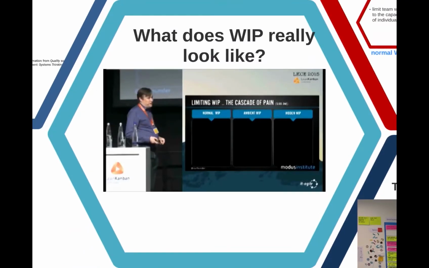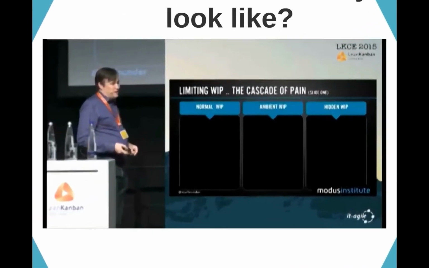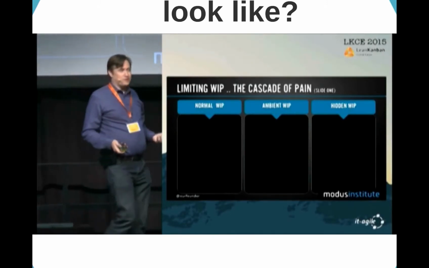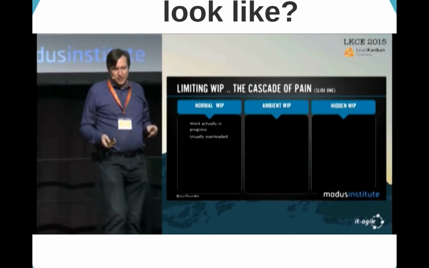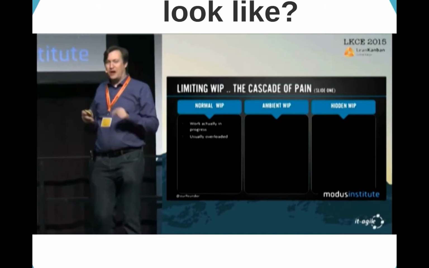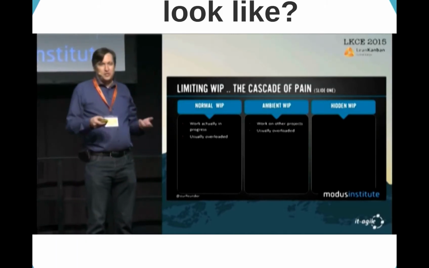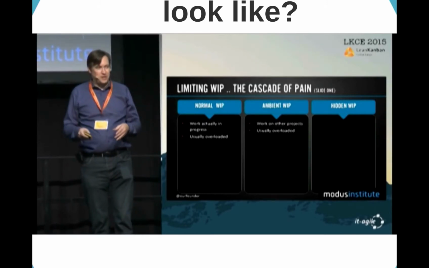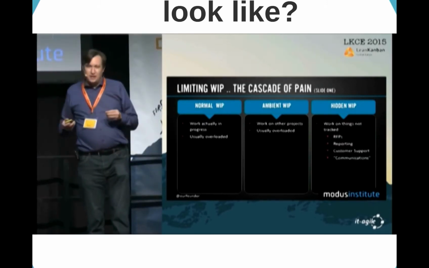So when we say WIP, when we say work in progress, what is it that we actually really mean? So what does limiting WIP really look like? So first we've got our normal work in process, and this is what we're doing on our project right now. And then there's project B, project C, project D. They all have their Kanbans. They all look really good.